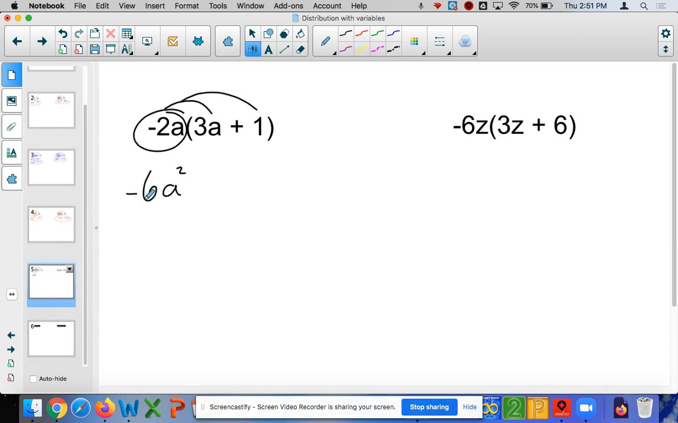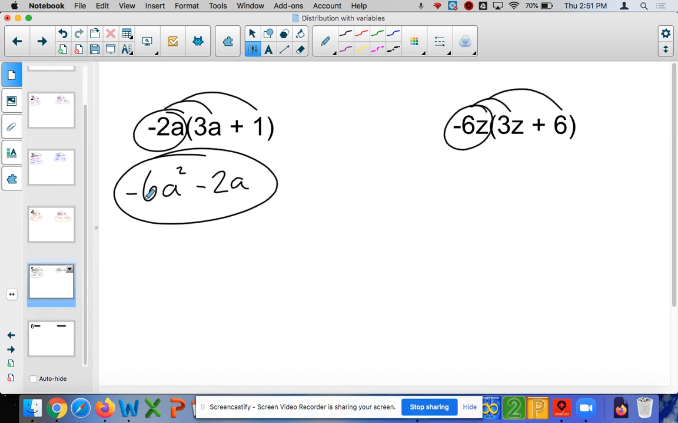Negative 2a times a positive 1. Negative times a positive is a negative number. So I say minus 2a. Multiply the numbers together first, and then throw an a behind it. And there we go. Now we take negative 6z times 3z plus 6. Try that one out real quick.